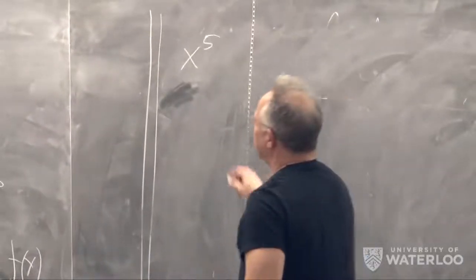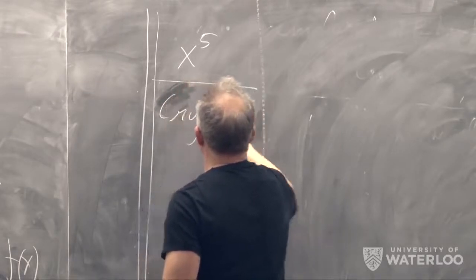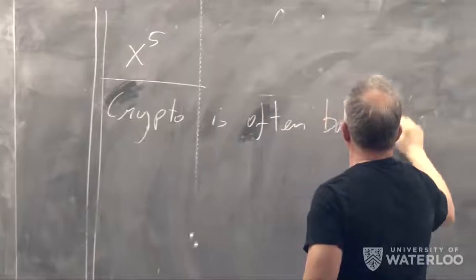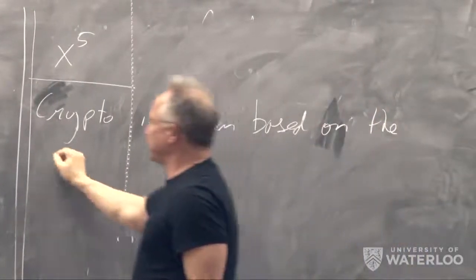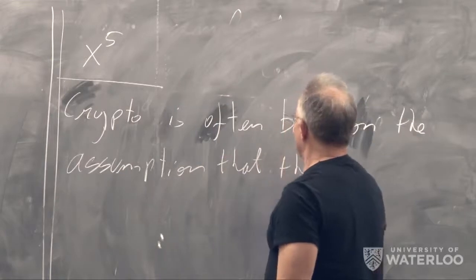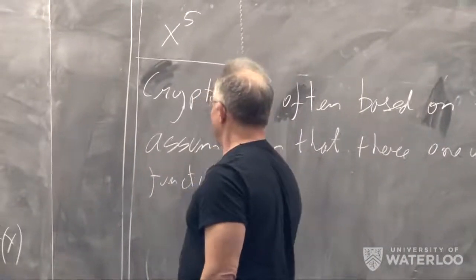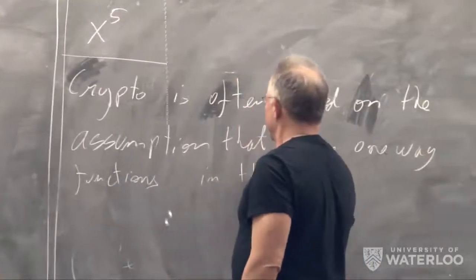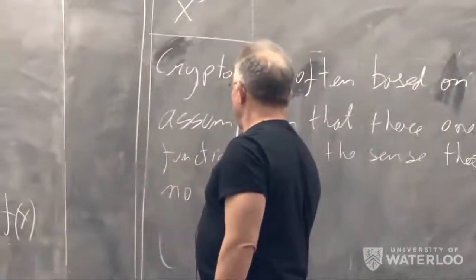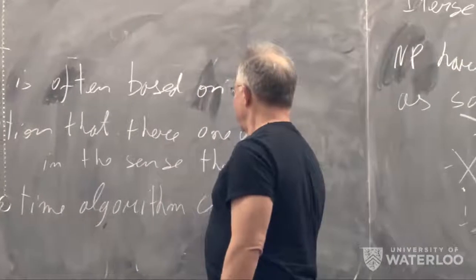But there are functions, and cryptography is based on the assumption that there are one-way functions, in the sense that no polytime algorithm can invert them.